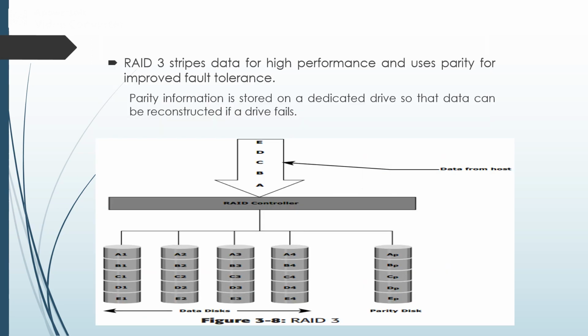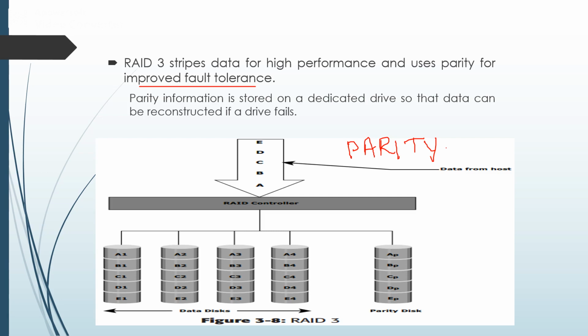Next we will take RAID 3. RAID 3 stripes data for high performance and uses parity for improved fault tolerance. So in the case of RAID 3, I will consider one more parameter called parity. This parity can be computed by considering some mathematical equations, or mathematical operations I can say. Parity information is stored on a dedicated drive so that data can be reconstructed if a drive fails.